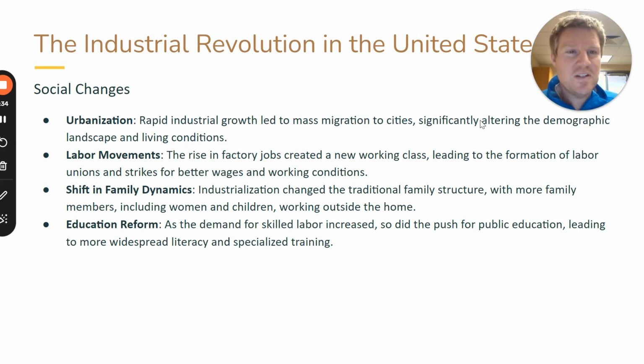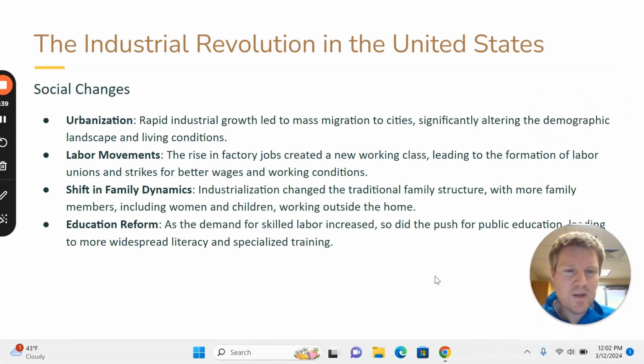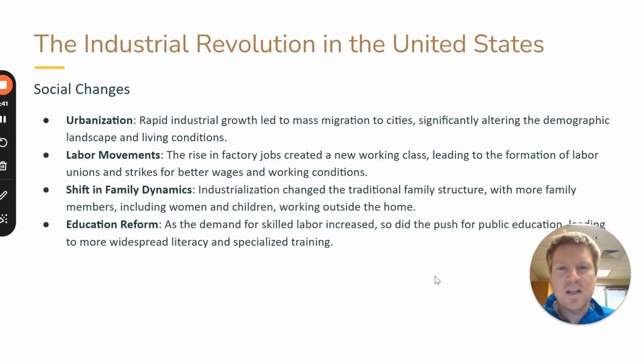So some of the social changes that are occurring at this time, as people are beginning to head west and become more industrialized, is urbanization. It's the rapid industrial growth that led to the migration to cities, which alters the demographics, landscape, and living conditions of the Americans in these places. More crowded, less sanitation, but better access to resources because of the centralized location.